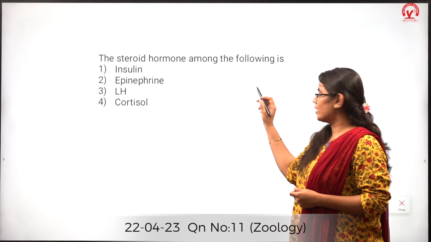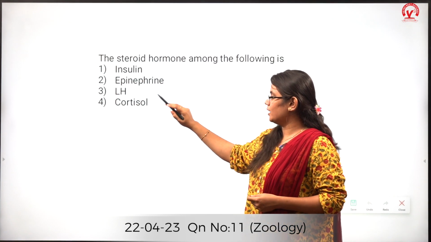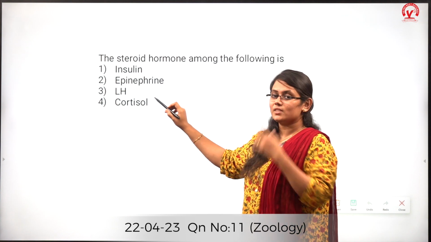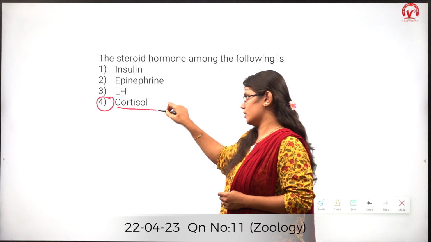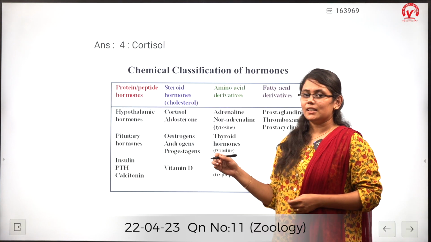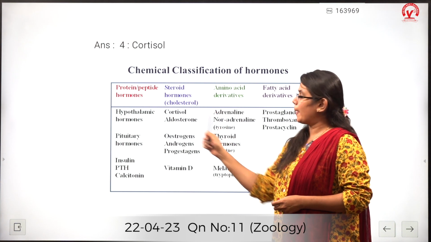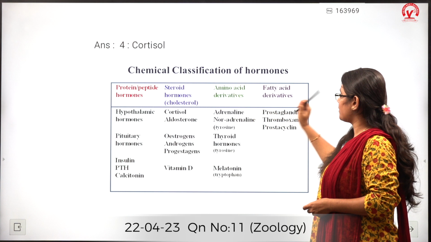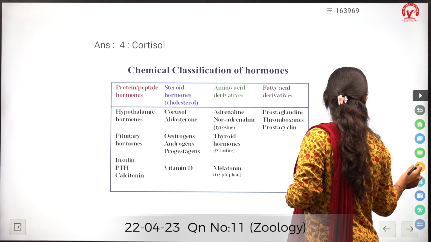The steroid hormone among the following is, the options are insulin, epinephrine, luteinizing hormone and cortisol. So, we have to find out which is the steroid hormone. The answer is option 4, cortisol. So, we can see the hormones are classified based upon the chemical composition into peptide hormones, steroid hormones, amino acid hormones and fatty acid hormones. So, cortisol comes under steroid hormones.